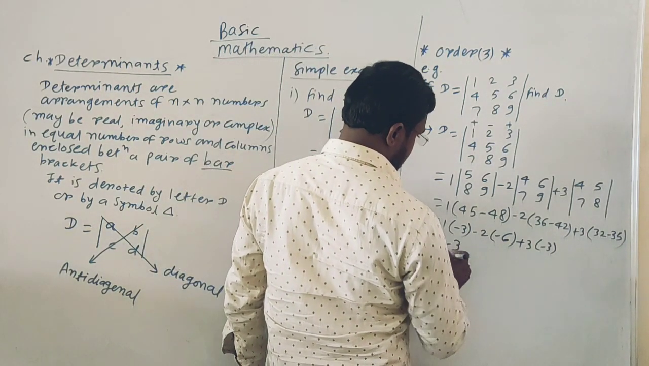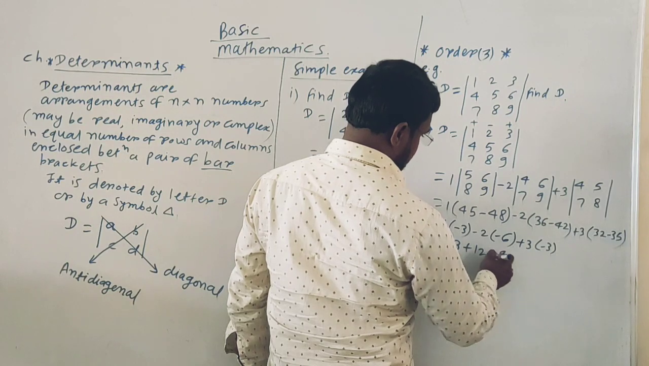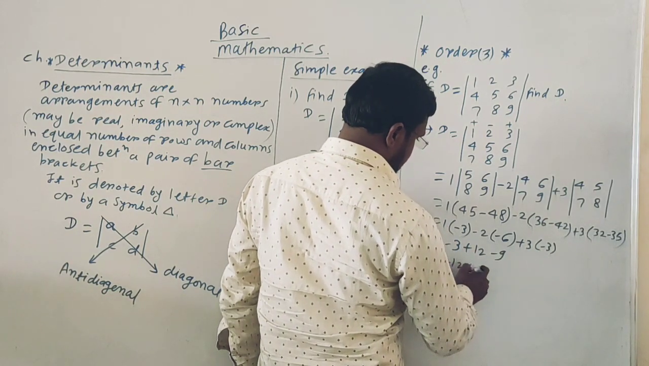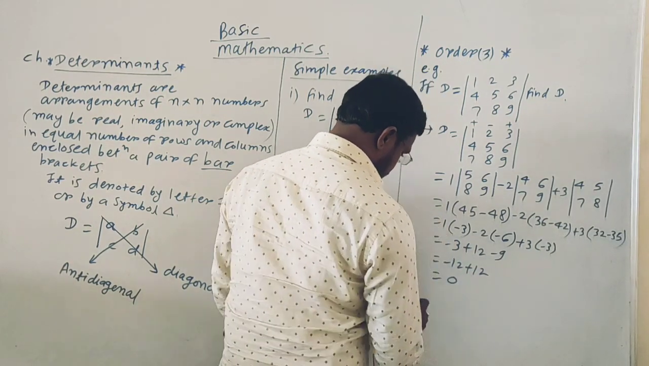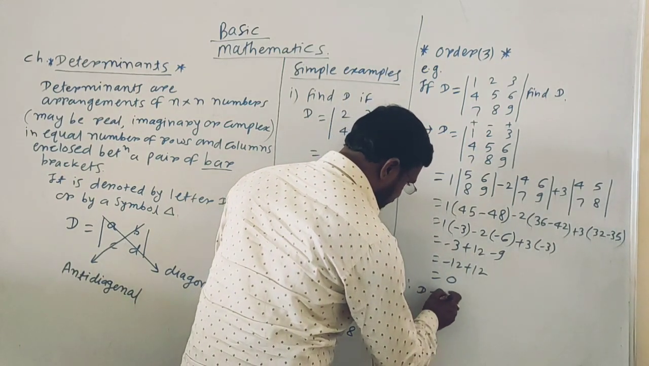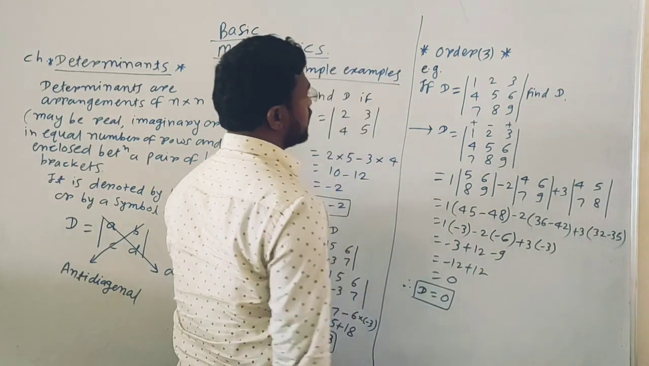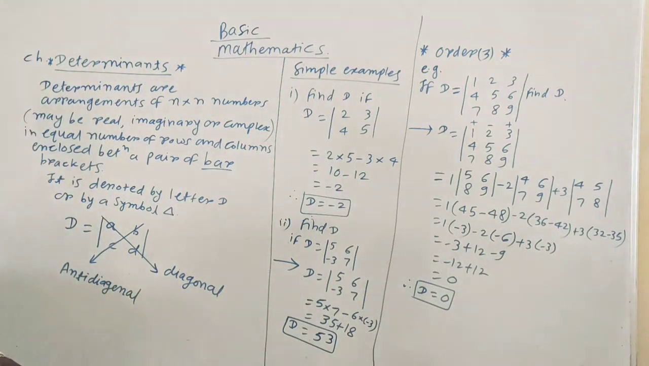What is the answer of this? Minus 3 plus 12 minus 9. That is minus 12 plus 12 equal to 0. Therefore, D equal to 0.